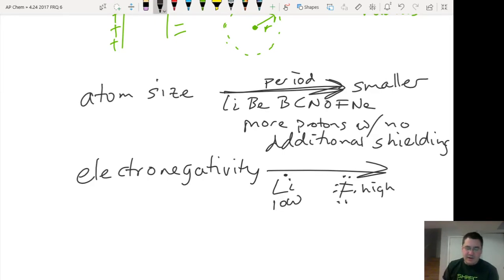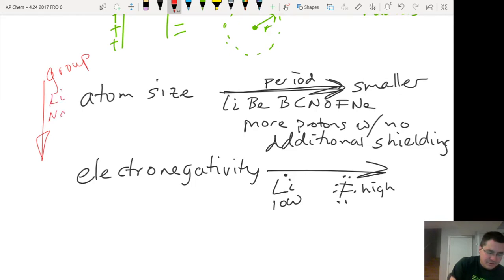Okay, that makes sense. Let's look at these two, and then let's go the other direction. What happens if you go down a group? Like lithium, sodium, potassium, rubidium, cesium. What happens to atom size? It gets bigger? Yep, and that's because of more electron shells, right? So these are big and these are small.